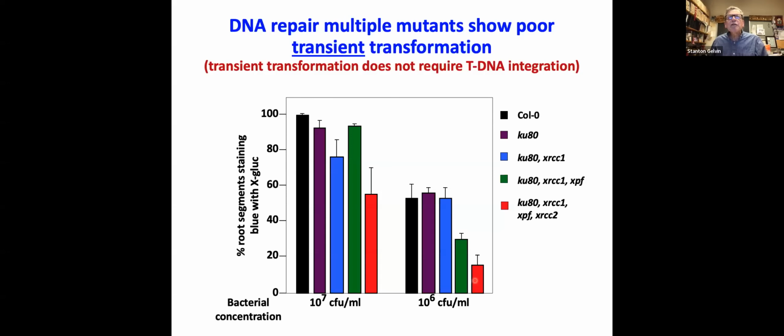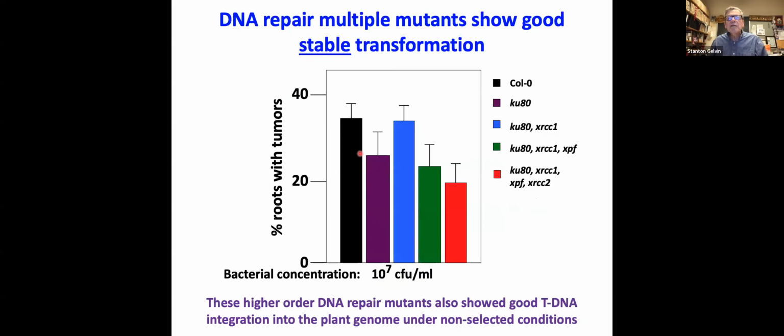So what happens if you stably transform these plants? Turns out you don't see that much drop. You see less than a 2-fold drop in stable transformation, even when you knock out 4 different DNA repair pathways.